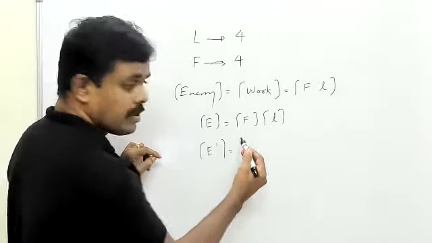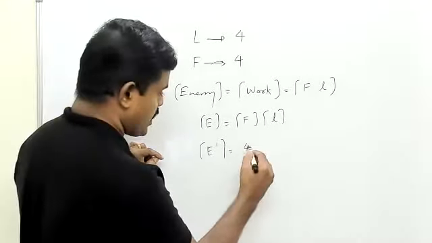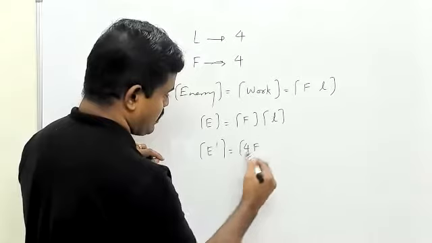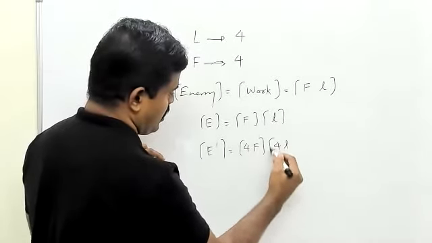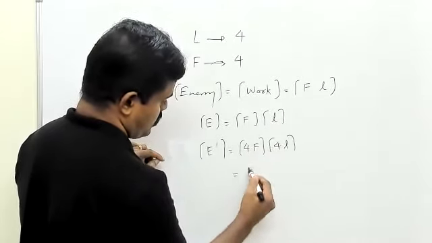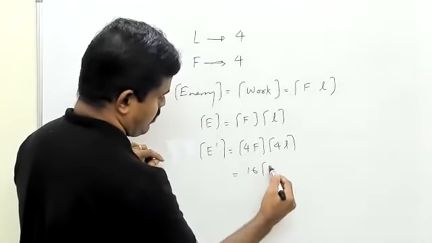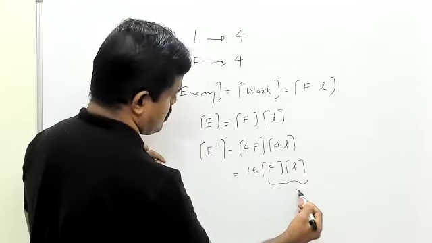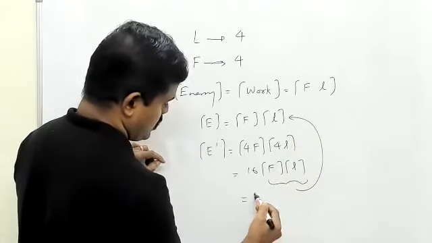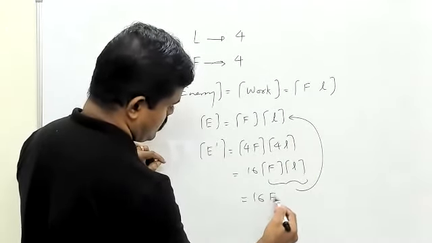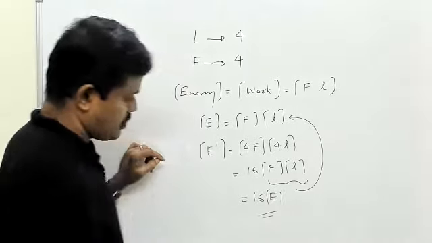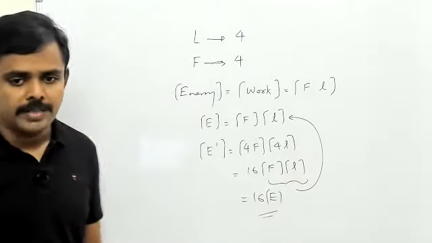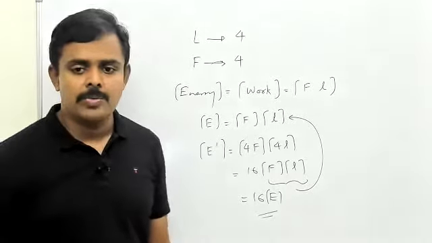What are you doing here? Force is made 4 times, so it is 4F. And length is made 4 times, 4L. So 4 into 4 is 16, dimension of F into dimension of L. What is this? That is old energy. So the unit of energy becomes 16 times.